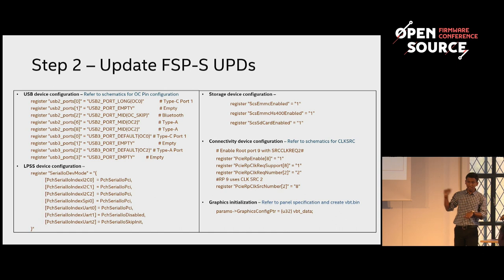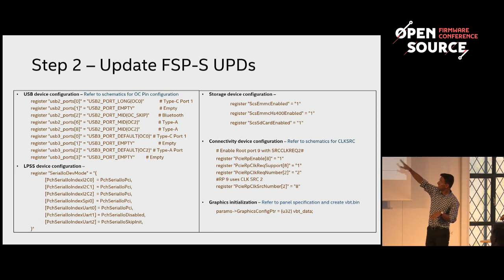And then these are the FSP-S UPDs. So this page is all about referring to your schematics. First is the USB configuration. USB configurations depend on your board design. You might have a convertible design. You might have a two-in-one design. You may have your USB device over your daughter card versus having USB on your main board, might be right. So these are like your macros.